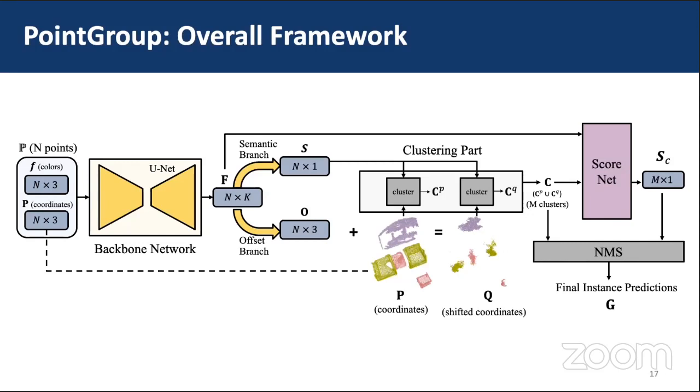Let's review the process. We feed the points into a backbone network followed by two branches to produce per point semantic label and offset to center. And we shift the original coordinates P to shifted coordinates Q and perform the clustering algorithm on P and on Q. The candidate clusters are then fed into ScoreNet to get a score for each cluster. And an NMS is applied according to the scores to select better clusters.